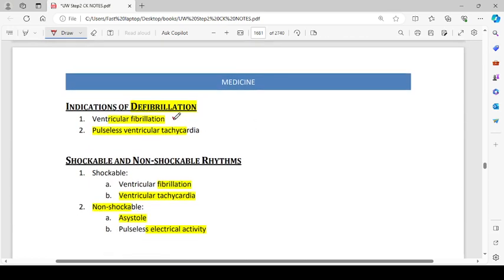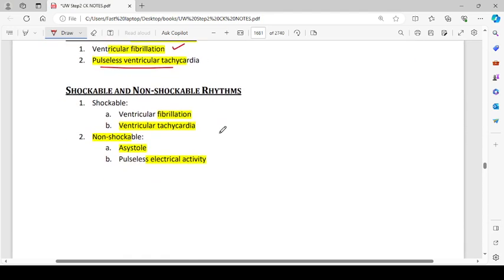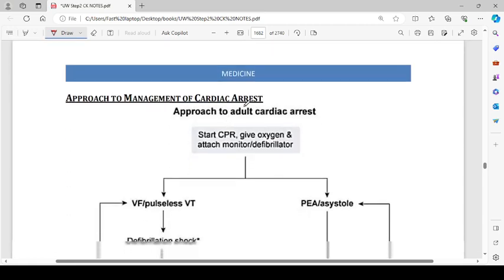Indications for defibrillation. Firstly, ventricular fibrillation and pulseless ventricular tachycardia. Shockable and non-shockable rhythms. The shockable rhythms include ventricular fibrillation and ventricular tachycardia. The non-shockable arrhythmias include asystole and pulseless electrical activity, which will not be cured with shock, while the shockable ones can be cured with shock.